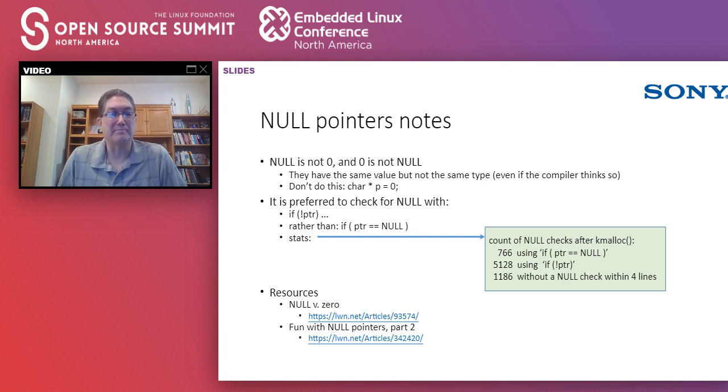And it is vastly preferred to check for null with "if not pointer", rather than checking against a specific value, "if pointer equals null". If you look at the stats in the Linux kernel, I did a quick look at how people were checking for null after kmalloc, which is one of the main routines used to allocate memory. You see 766 are using "if pointer equals null", which is the kind of discouraged form. 5,000 use "if not pointer". And then interestingly, about 1,000 where the null check was not within the next four lines. So I'm sure there are null checks in there somewhere. But just make sure you check your nulls.